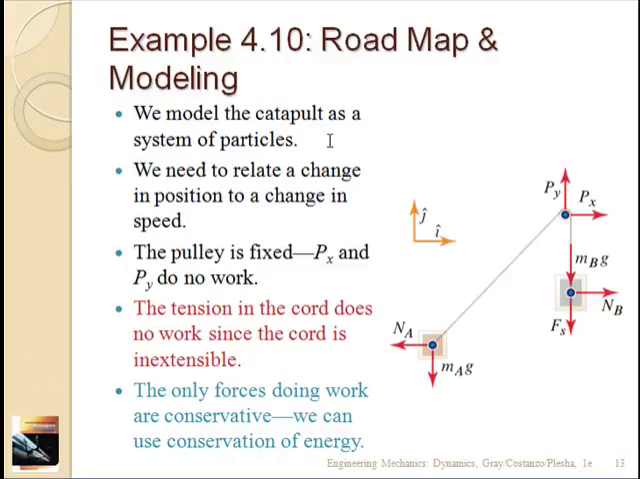So we model these blocks as particles, and we just need to relate the change in position to the change in speed, and that'll give us our solution. We assume the pulley is fixed, and so the forces on the pulley from whatever it's fixed to don't do any work because the pulley doesn't move, so the dr is 0. The tension in the cord itself is not doing any work other than the work it does on these particles.